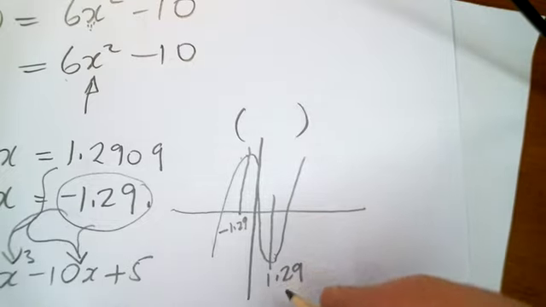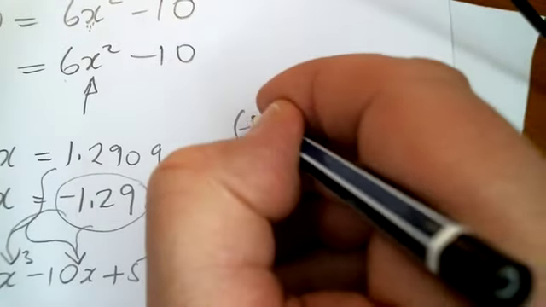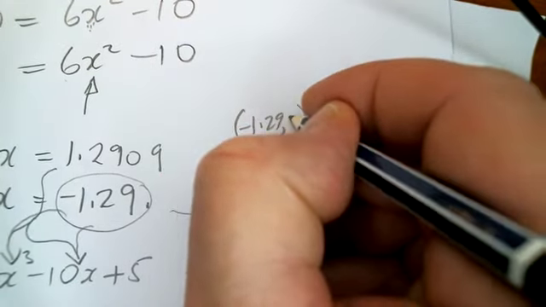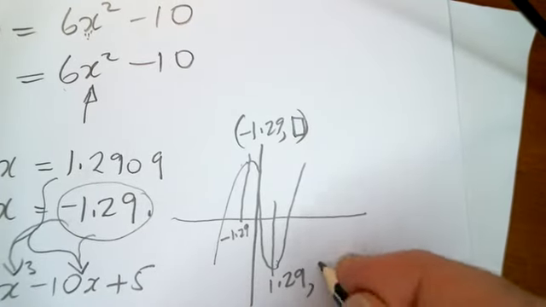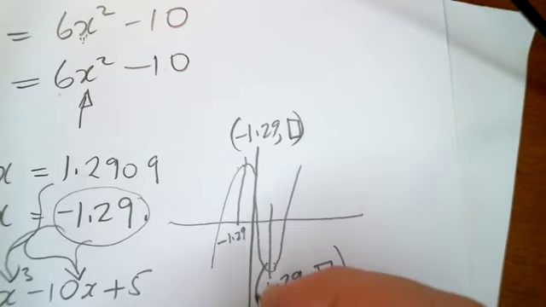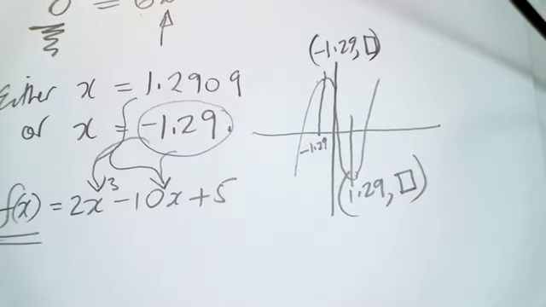I'll just do this bit for you. We've got the x value, which is negative 1.29, comma, and your job is to find the bit that goes in there. And this one's going to be 1.29, comma, and the bit that goes in there. And that's all you need to do.